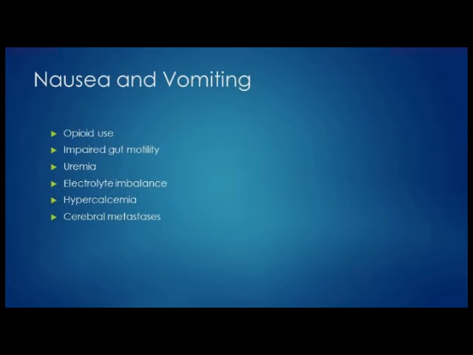Nausea and vomiting is also associated with opioid use and impaired gut motility. Generally in our patient population, it's from peritoneal carcinomatosis, which can actually affect the peristalsis of the gut. Uremia, which is more of a progressive weakness and easy fatigability, loss of appetite, and can be associated with metabolic acidosis, so more signs of kidney failure. Electrolyte imbalance, hypercalcemia, and some patients with nausea and vomiting that's intractable might have cerebral metastases, so that always should be considered as well.